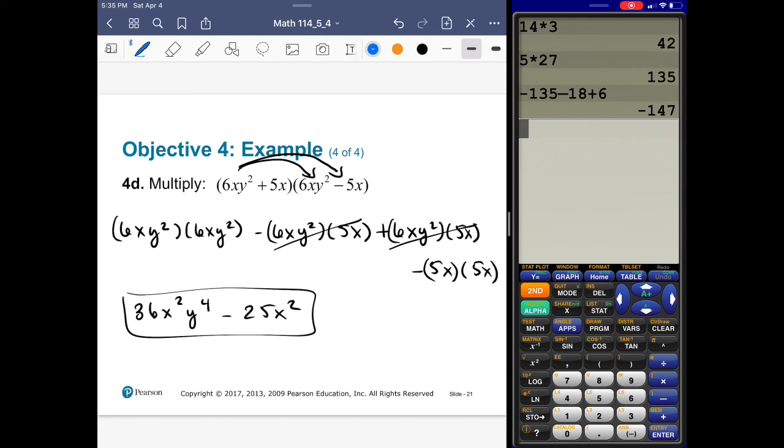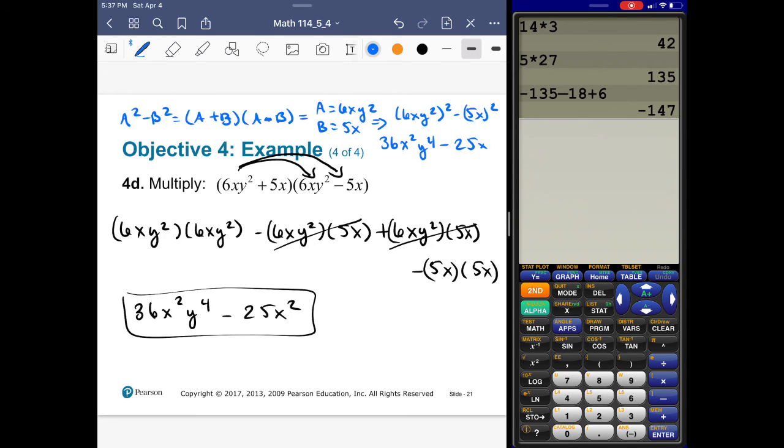This could have been done really simply. Solve by following the formula that states a squared minus b squared is equal to a plus b times a minus b. If we allow a to equal 6xy squared and b equals 5x, then we have 6xy squared minus 5x squared. So 6 squared is 36. X squared is x squared. Y squared is y to the fourth. Minus 5 squared is 25x squared.